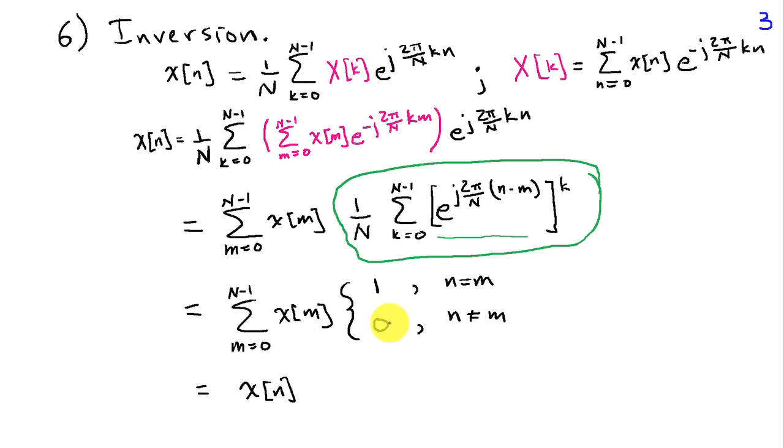If I use this fact for this sum, that it's only equal to 1 when n is equal to m, that implies then in this x[m] here, I'm going to replace m by n and drop the summation, because the only time I get a value is when m is equal to n, and lo and behold, we have the desired result. On the right-hand side, we've shown that x[n] is equal to x[n], and that therefore the inverse DFT expression does indeed invert the DFT.